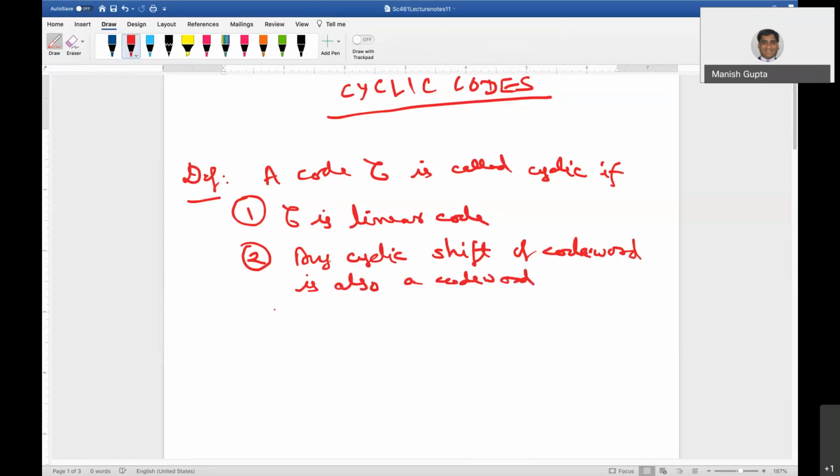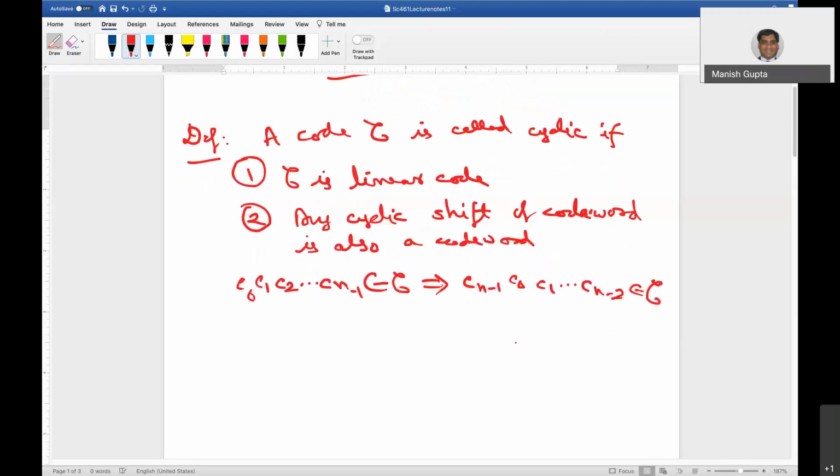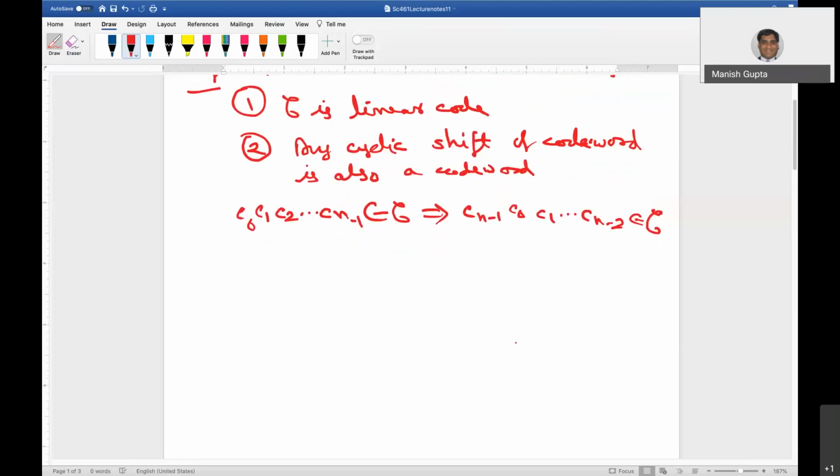So let us take an example. What does that mean? If C0, C1, ..., Cn minus 1 belongs to C, this implies that Cn minus 1, C0, C1, ..., Cn minus 2 also belongs to C. If C0, C1, ..., Cn minus 1 belongs to C, its cyclic shift also belongs to C. Let us take some examples so it will be clear to us.